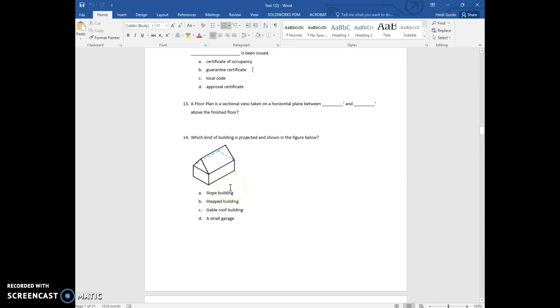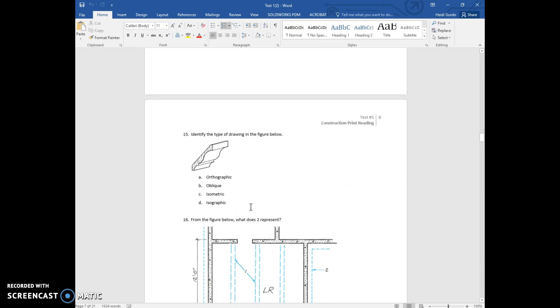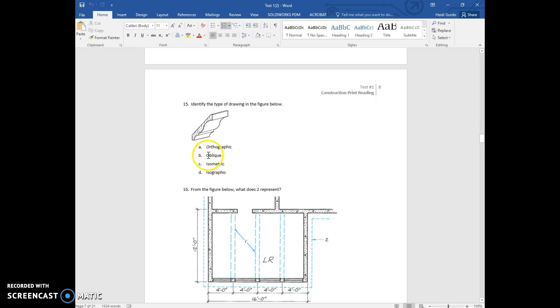Number 14, you can find the answer in your textbook, and it's going to be back in Unit 2. What we're looking at here is a gable roof building. The shape of this drawing is going to be oblique.